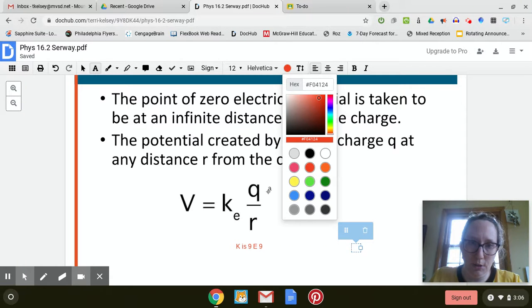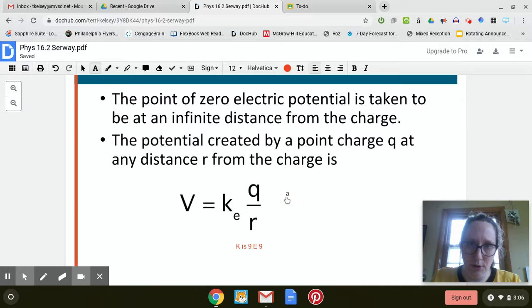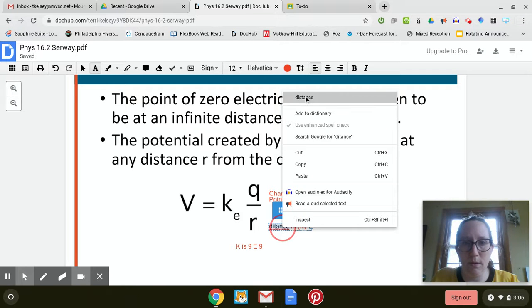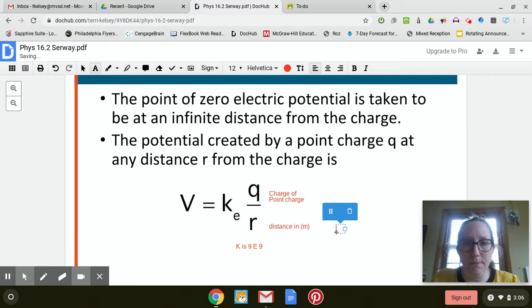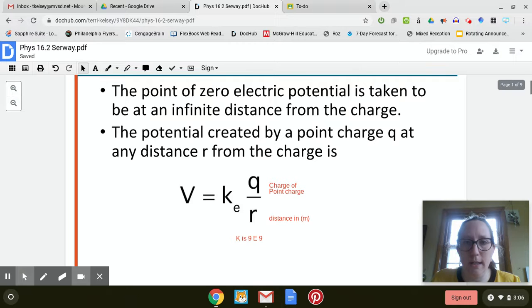Q would be the charge on your object, the charge of the point charge. And r is your distance in meters. And I can't spell. It's all good. All right, so there you go. Better than my horrible handwriting? I think so. All right, so then we got to move back to the pointer, change slides.